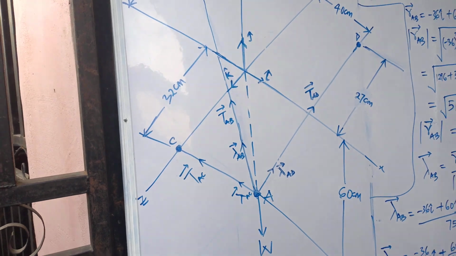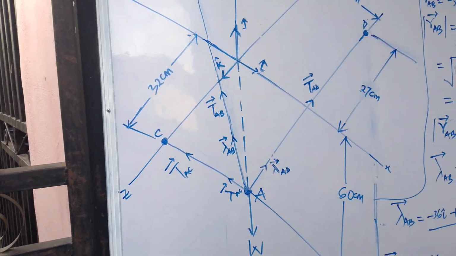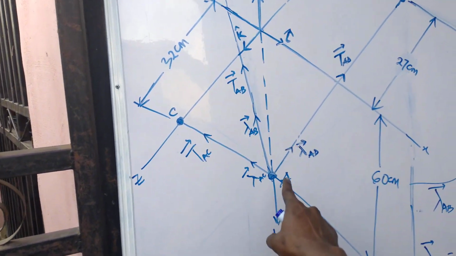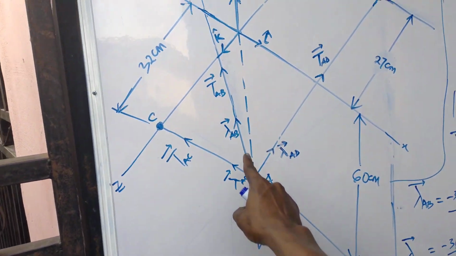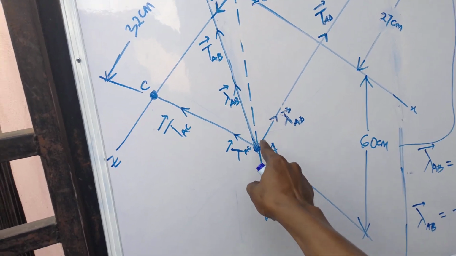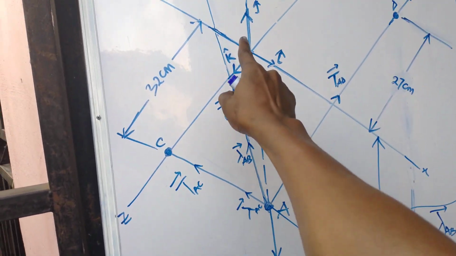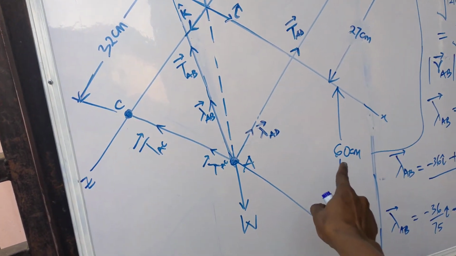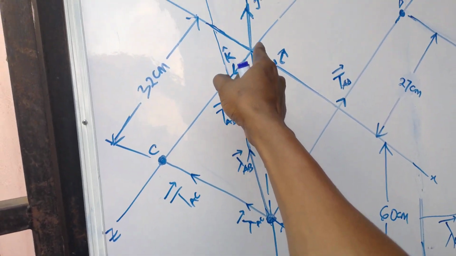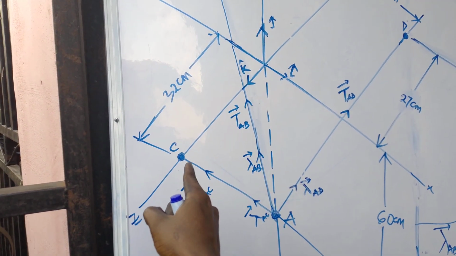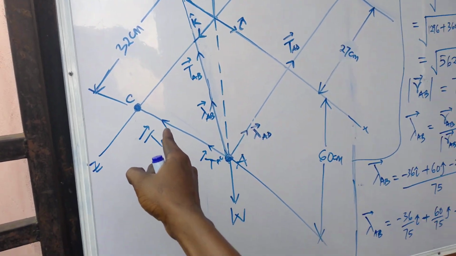So we come back again to the free body diagram. Now let's do this from A to C. From A, you move up, that is plus 60J. This is the distance. Then you come down here to C, that is plus 32K.